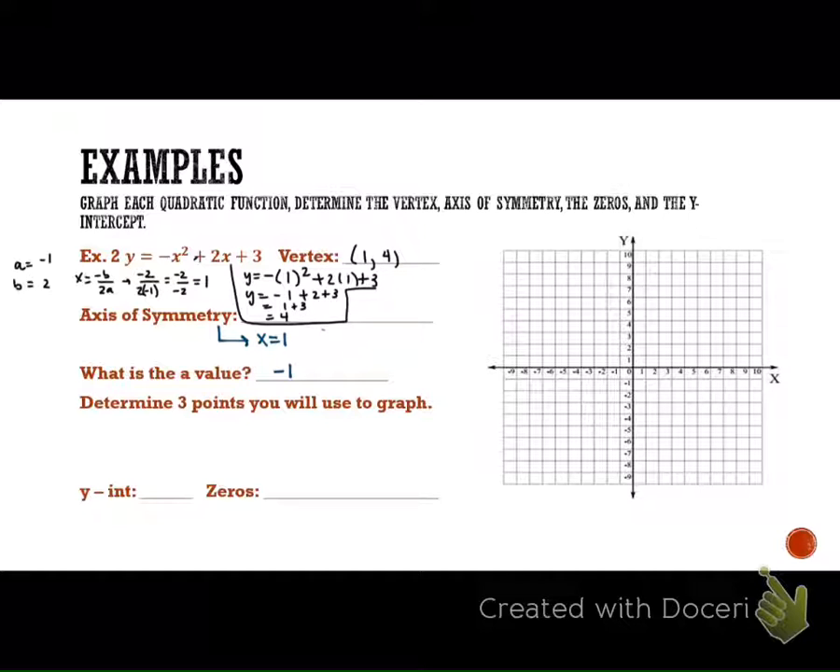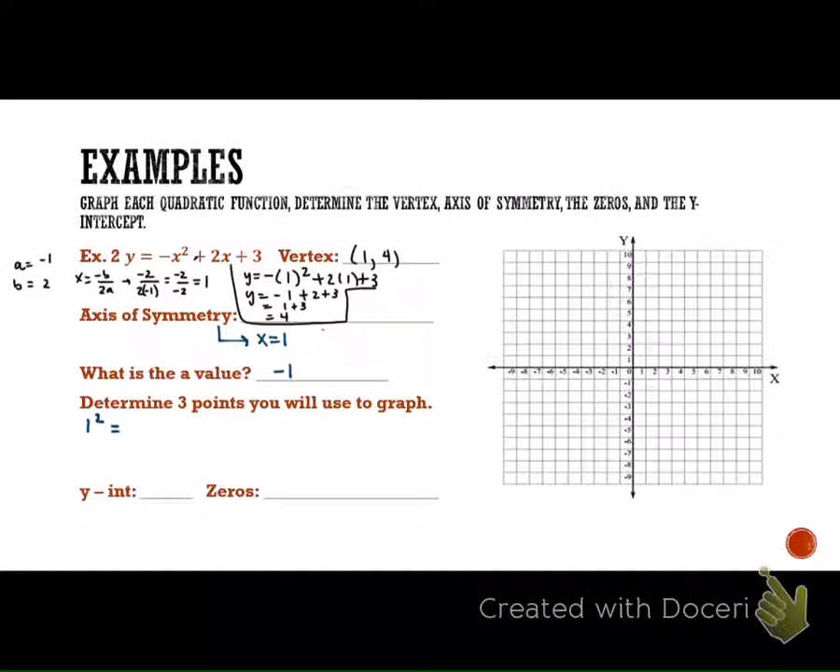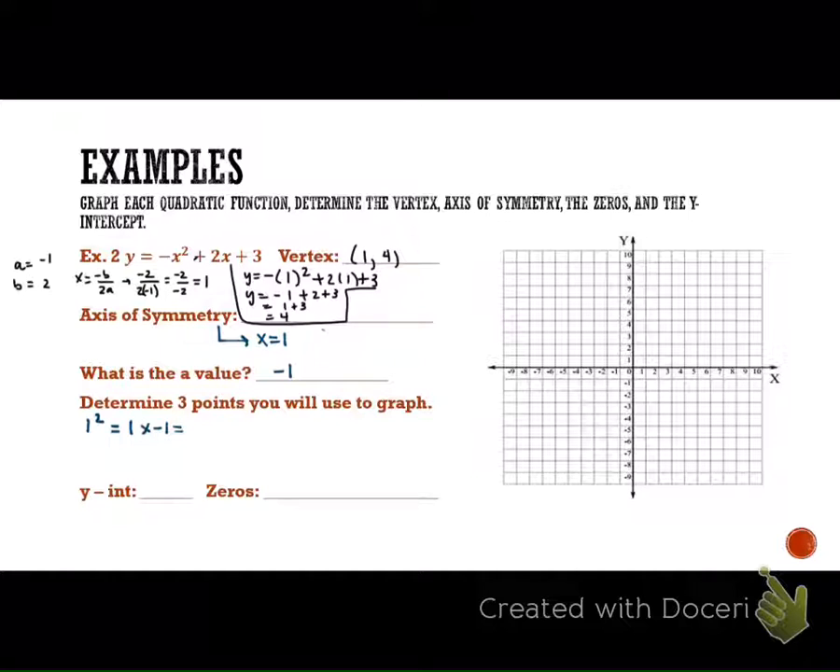Okay, so we determine our 3 points. We said our a value is negative 1. So we start with 1 squared, right? Because that's the first thing we do. We go out 1. 1 times negative 1 is negative 1. That's telling us to go down, right? So that's why we're going down there. I'm going to plot the point 1 comma 4, which is my vertex. And my first step, remember, this is my out, and this is my up or down. Since it's negative, we're going to go down. So we go out 1, down 1.